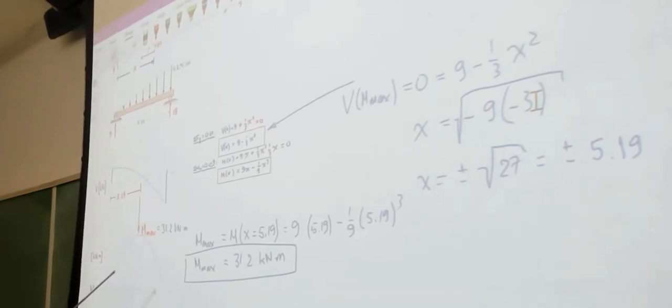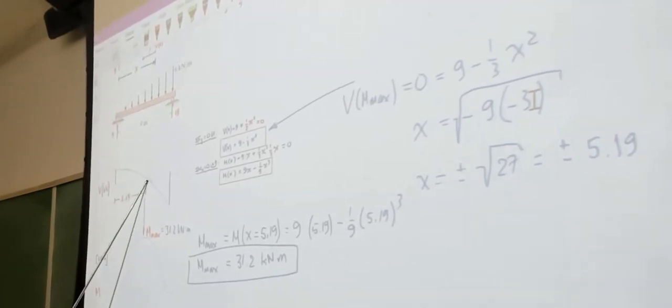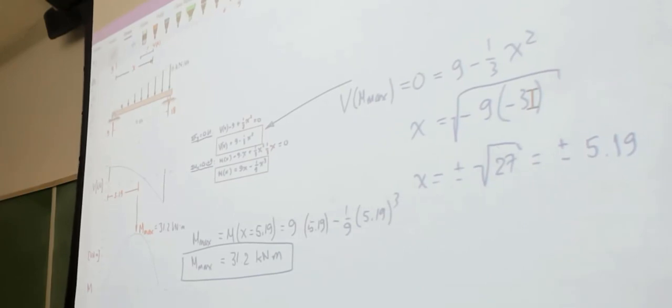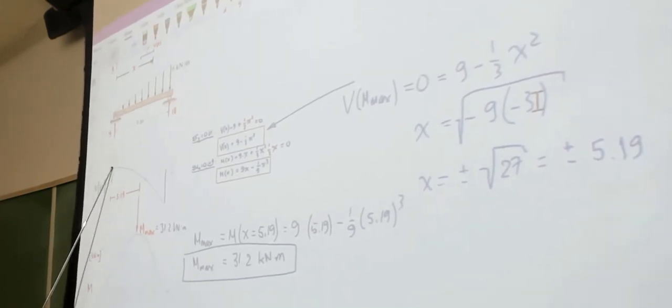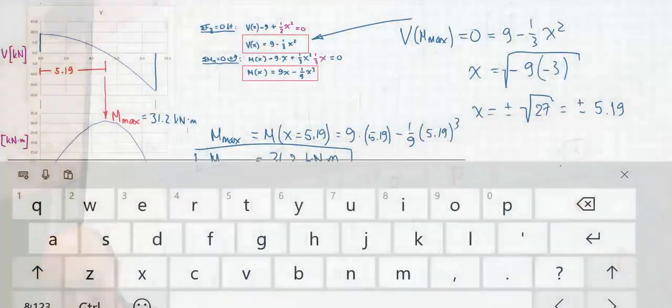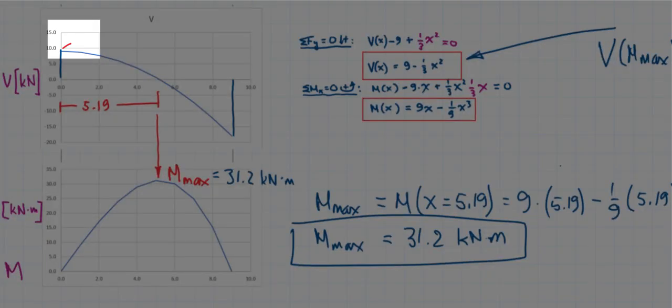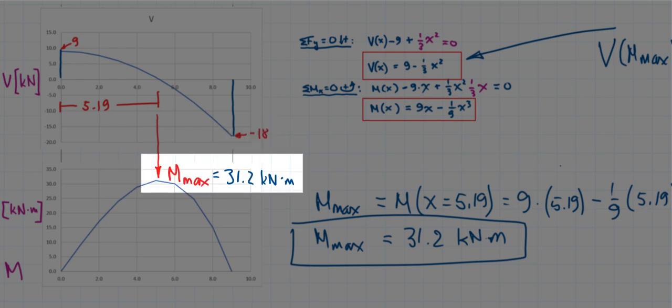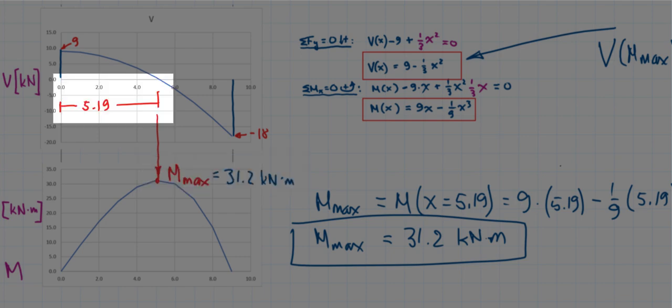Maximum moment, super important, and the location where the shear is zero. And these values here, put these values. So here you put 9, here you put 18. You put here 9 minus 18. You choose the most important values, the moment max here, right? The most important, the salient values, that's what I call the salient values of the diagrams.